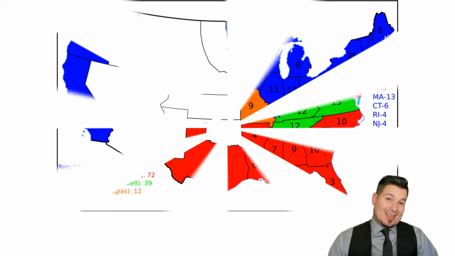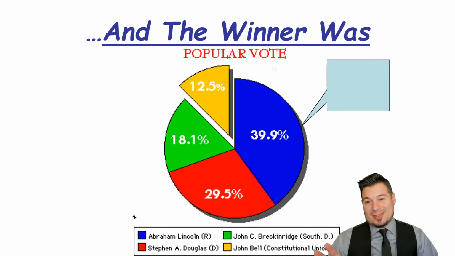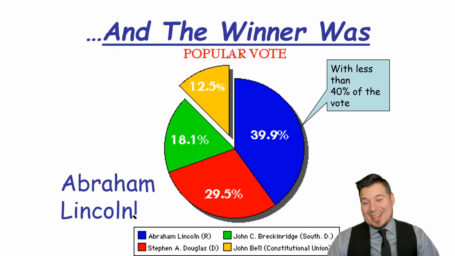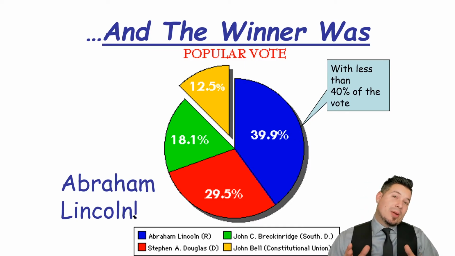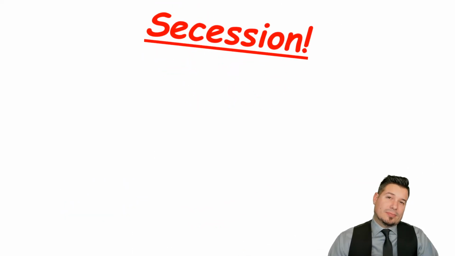In fact, he's going to win, as crazy as it sounds, with less than 40% of the vote, 39.9%. He wins this election. The problem is, South Carolina said that if Abraham Lincoln won, they would leave the Union. Sure enough, they did.